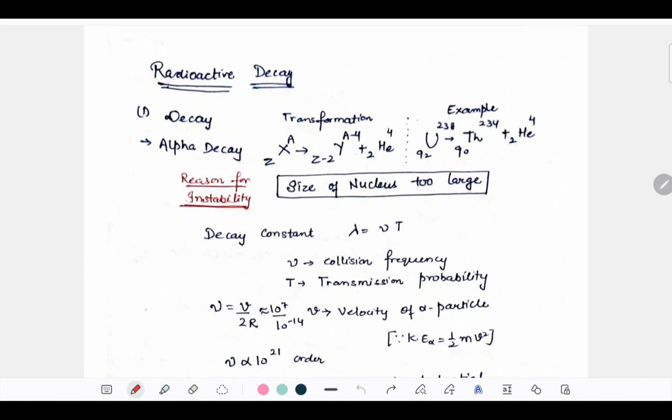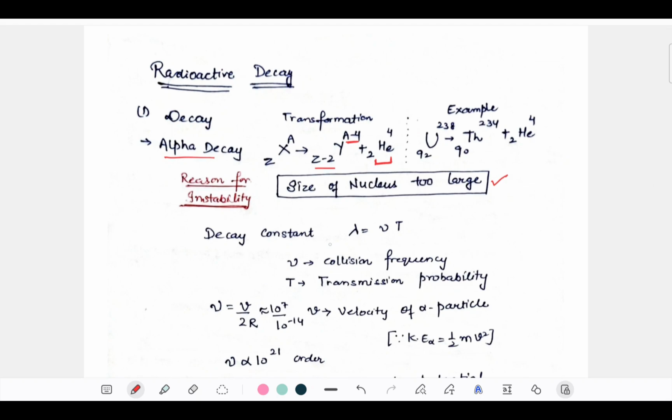The first decay that comes in the picture is alpha decay. In this alpha decay, as we have already studied, the daughter nucleus will have Z-2 protons and its total number of nucleons decreased by 4, and we will get one helium nucleus in the form of an alpha particle. Why is this happening? Because the size of the nucleus is too large in the case of alpha decay.